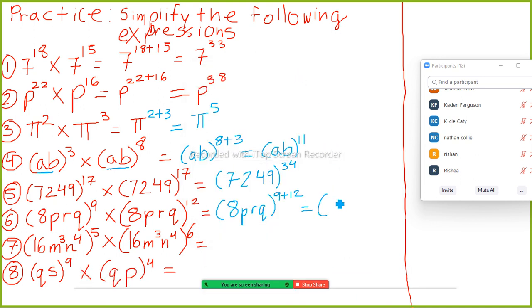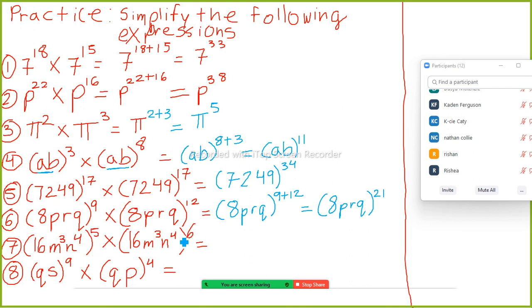Yes, mom, you're right. 8PQR, all raised to the power of 21. Excellent. Good. And then, oh, this one is interesting: 16m to the third power and the fourth power. Anyone want to try this one, number 7?